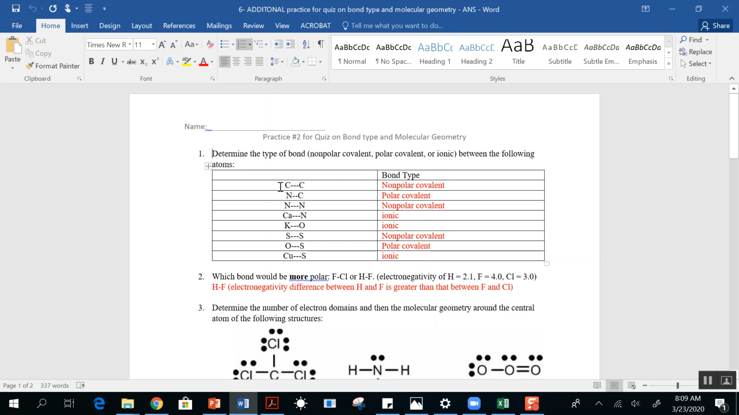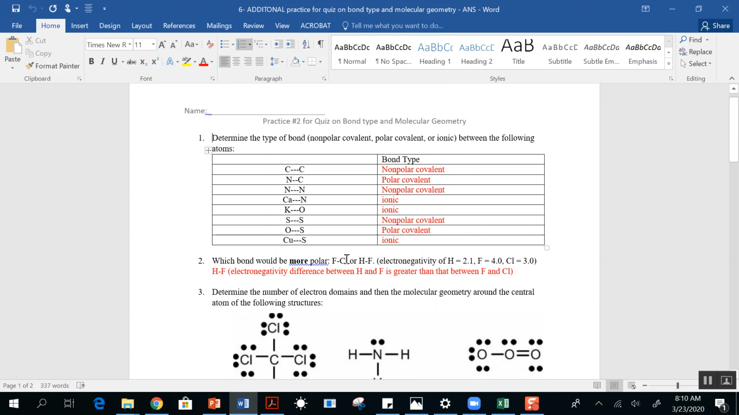So you're looking at typically two of the same atom. Okay, here's two nonmetals that are the same, nonpolar. Here's metal nonmetal, ionic. Here's metal nonmetal, ionic. Okay, here's two nonmetals. So it's covalent, but they are the same atom, so it would be nonpolar because they have the same electronegativities. The difference would have to be 0 if you have two of the same element. And here's two different nonmetals. That's polar covalent. Here's a metal and a nonmetal. It's ionic.